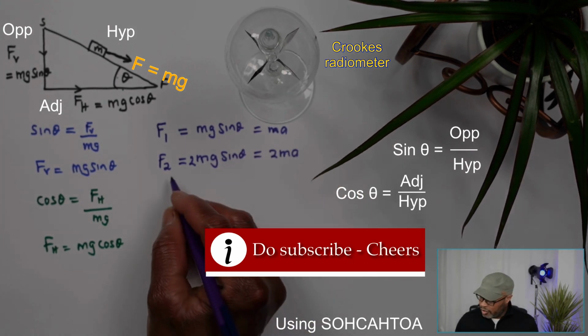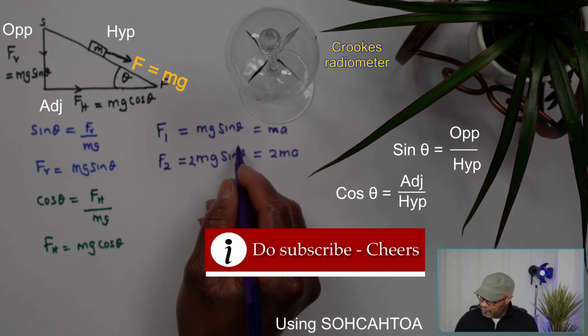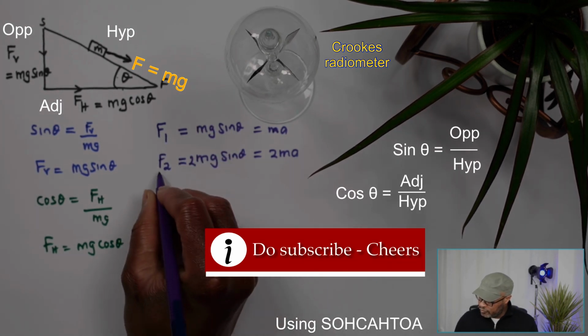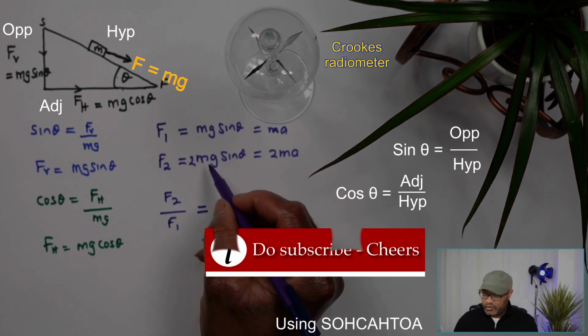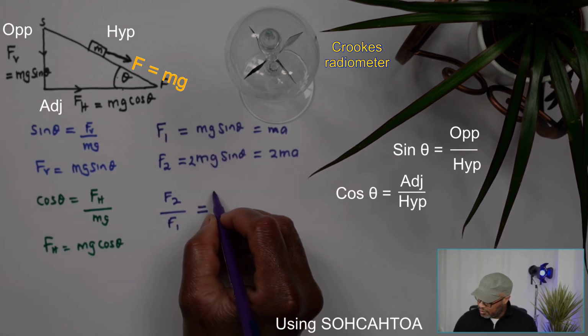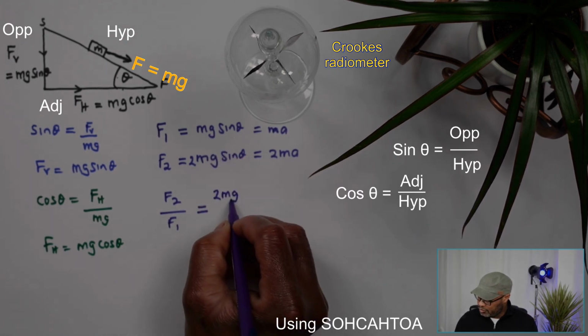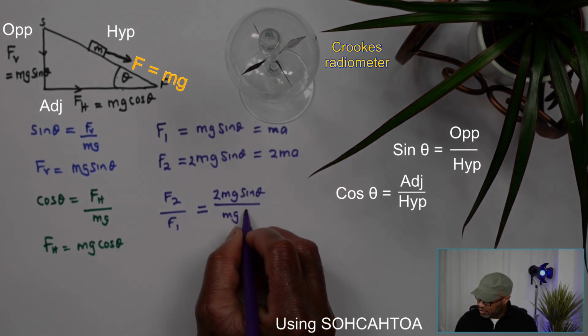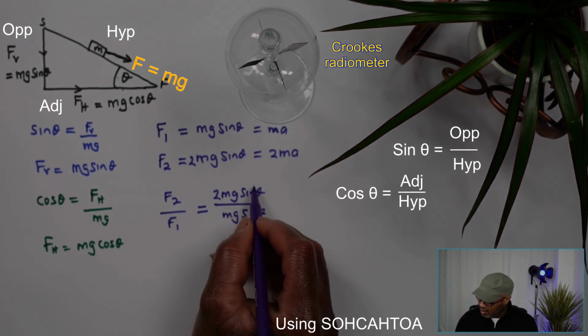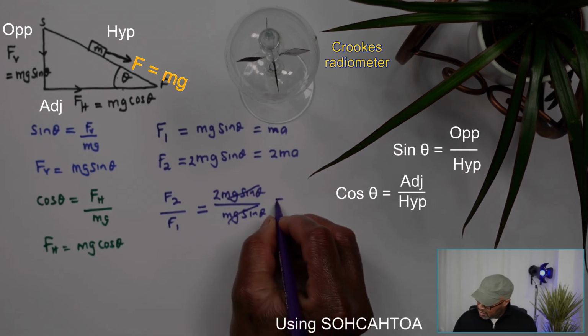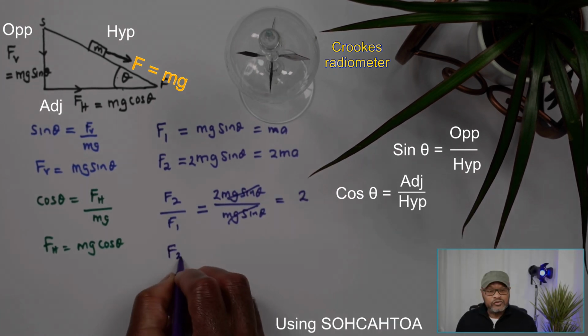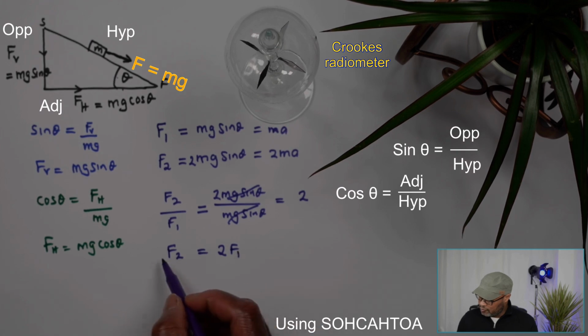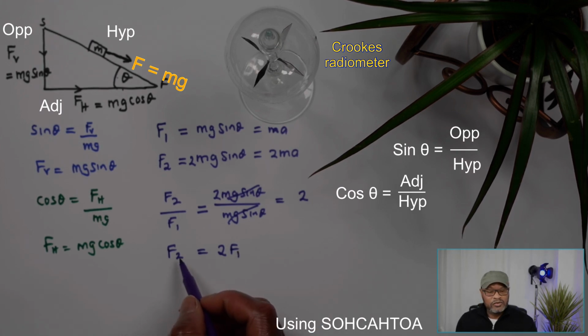Now, if we do the ratio of these two regarding the forces, we can see that F2 over F1 will be equal to 2mg sine theta over mg sine theta. Those will cancel out, and F2 would be 2F1. If we double the mass in the second one, we double the force.